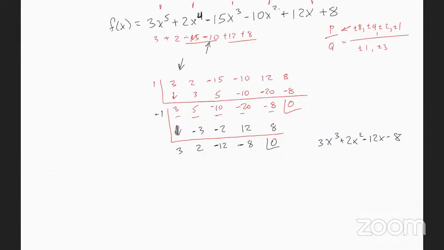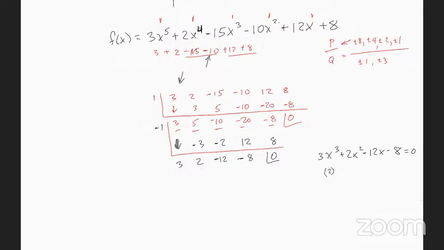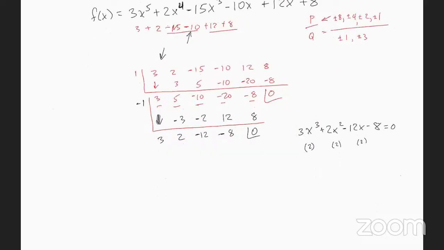Let's try plugging in 2 for all the x's, because all we're trying to do is find out when it equals 0, right? What values can I plug in for x to get 0? So if I plug 2 in for all of my x's, what would I get? I get 2 cubed, which is 8. 8 times 3 is 24. 2 squared, which is 4, times 2 is 8. -12 times 2 is -24. And -8, hey, look at that. It worked. Because that cancels with that, that cancels with that, and I get 0.